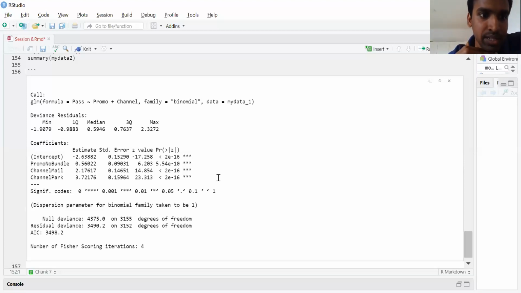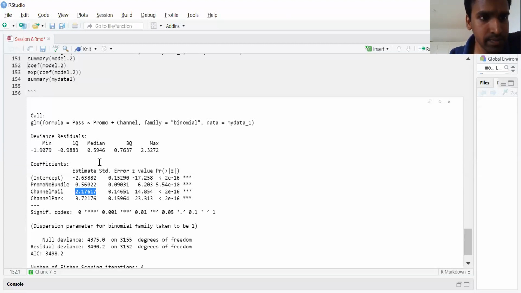If you're coming to the theme park directly and getting a kind of a bundle, or buying a ticket, then the probability of renewing the season pass is higher. That is lesser with channel mail, and even lesser with email. So that is how you need to understand. Clear?